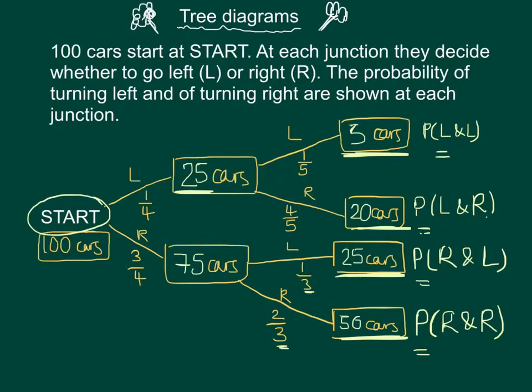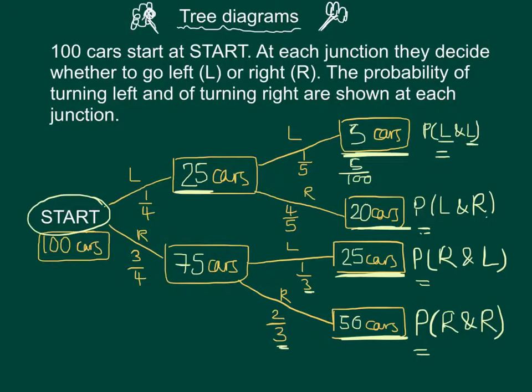Now, this is the tricky bit where the probability comes in. How does this tree diagram help us? How does it work? Well, let's look at how many cars we've got in the car park at the end. So here we've got 5 out of our original 100, so we've got 5 out of 100. And that's our probability that we go left and left.